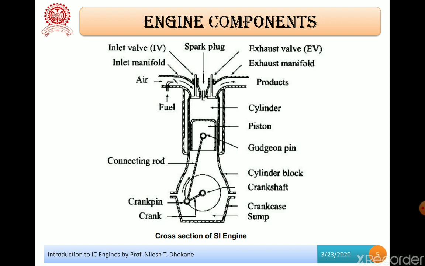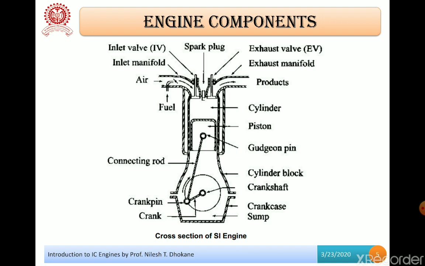So here I will read the names. We'll start from left upper side: inlet valve, which gets open and closed when we need to take in the fuel air mixture in case of SI engine, and air only in case of CI engine. Inlet manifold, which takes fuel air mixture to the engine, then air and fuel will enter through the inlet manifold and inlet valve. Then we have connecting rod, which connects piston and crank.